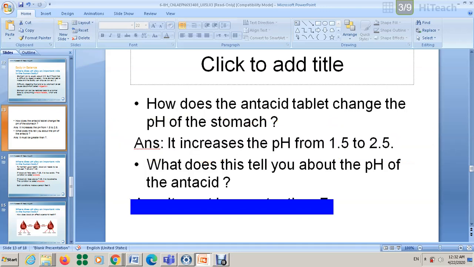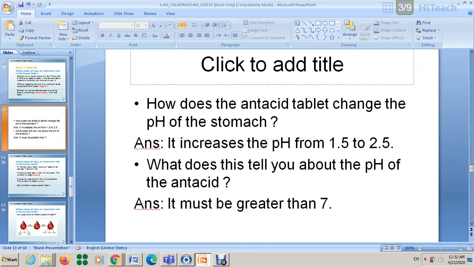So here it increased the pH from 1.5 to what? To 2.5. This is the antacid tablet effect, because they have the ability to increase the pH. So what should they contain? What does this tell you about the pH of the antacid? Their pH should be what? It should be a base. So the pH should be more than 7, right? So to check this answer, it should be more than 7.